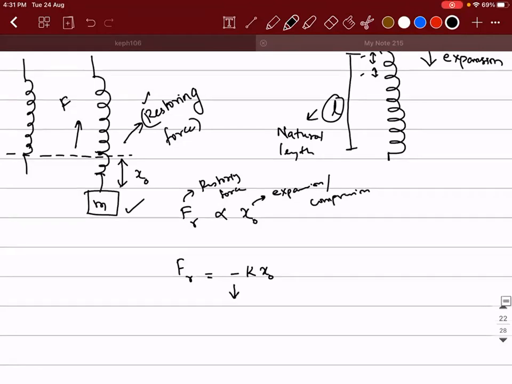Here, the minus sign is coming because of the restoring nature of this force. And this k is something called the spring constant. So k is called the spring constant. Each spring will have a spring constant associated with it.